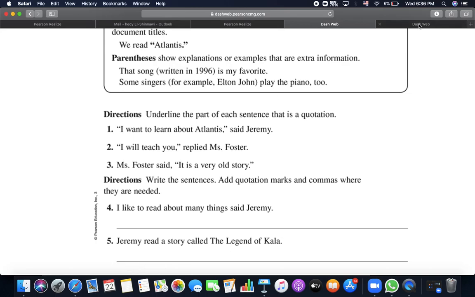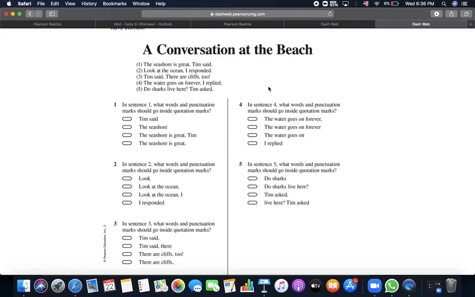Okay, now let's go to page 439. In sentence number 1, what words and punctuation marks should go inside the quotation marks? What should we put here? "The seashore is great," Tim said. So what did Tim say? The seashore is great. So I will put the quotation marks starting before The and till great. So which one? First, second, third, or fourth? The correct answer is the fourth one.